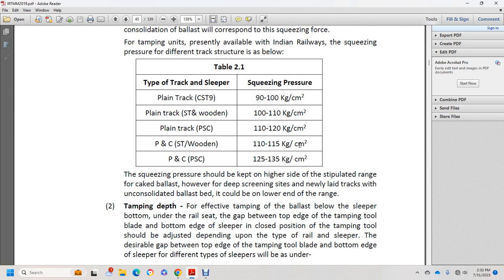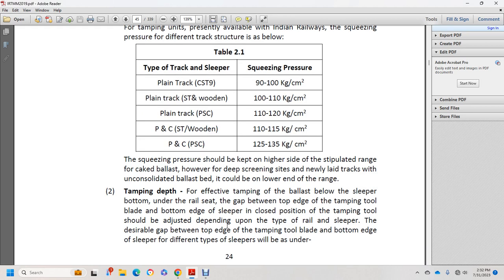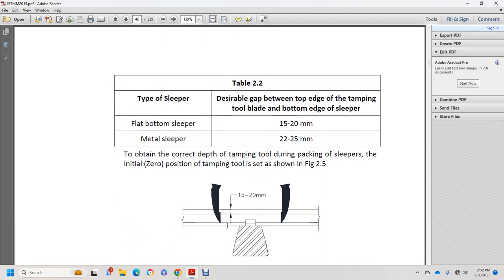Bottom edge of the sleeper in the closed position of the tamping tool should be adjusted depending on the type of the rail and sleeper for the desirable gap between the top edge of the tamping tool blade and bottom edge of the sleeper. The different types of the sleepers are obtained with Table 2, which shows the types of the sleepers.